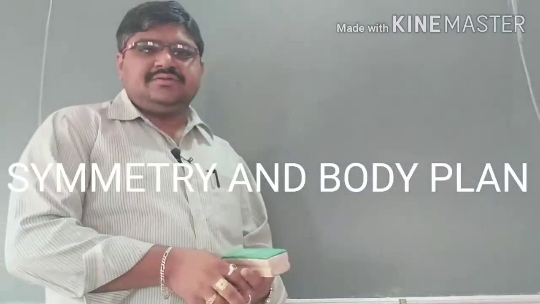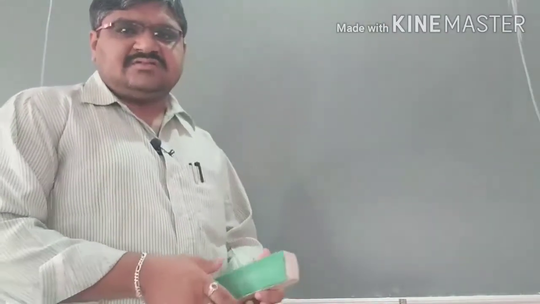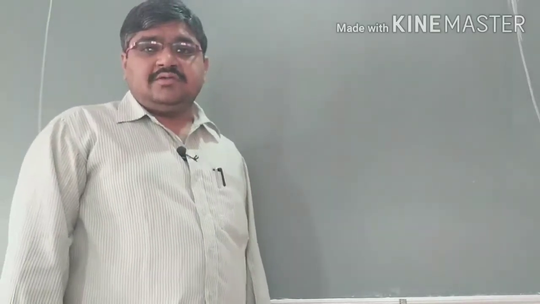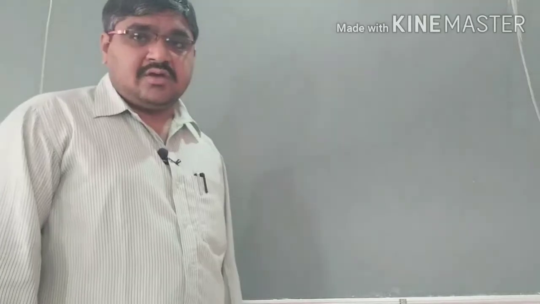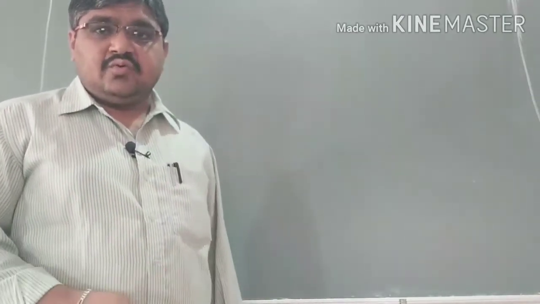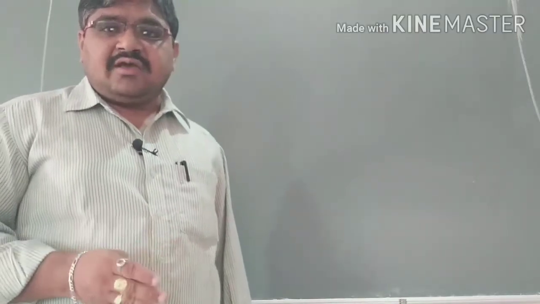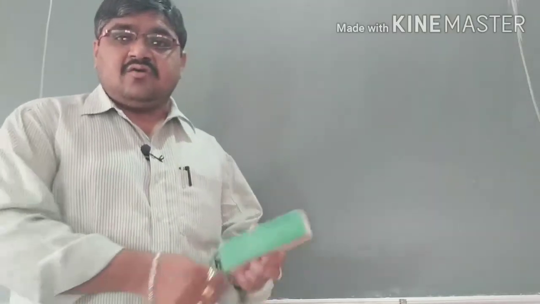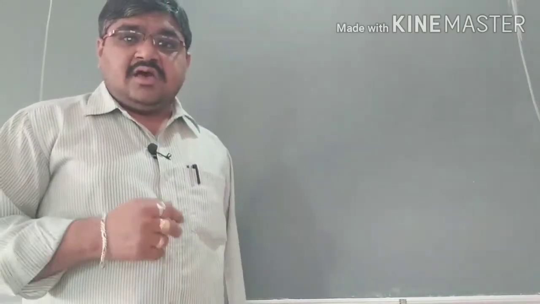Good morning, students. In our last class, we studied the body wall, where the body wall is differentiated and classified into two types. One is the diploblastic body wall, and the second one is the triploblastic body wall. Diplo means two, blastic means germ layers. If an organism contains two germ layers, such organisms are called diploblastic.